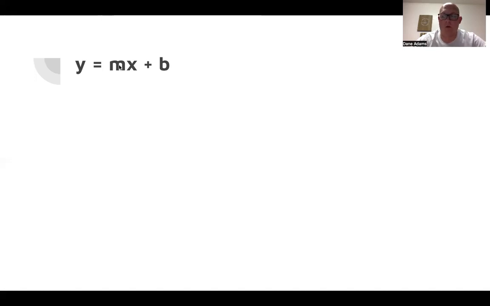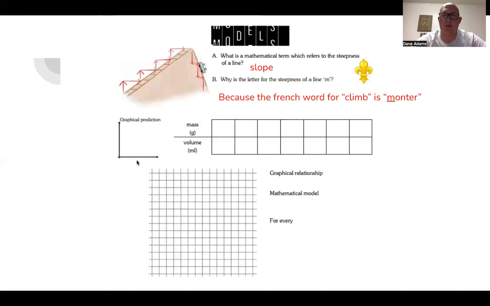Have you ever wondered why slope is represented with an M? Well, some experts think it's because the French word for climb is, I'm hoping I pronounced this correctly, monter. Now, some people believe that's where the M in that equation comes from. I'll give you 10 seconds to write this down.